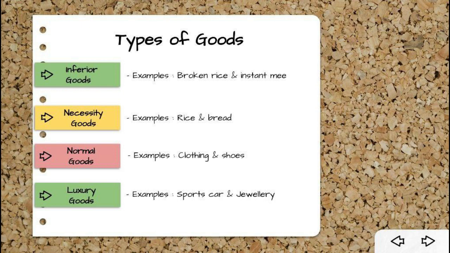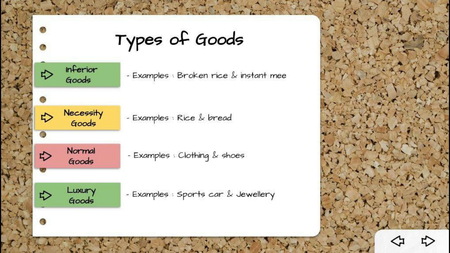Then, the types of goods. There are four types of goods, which are inferior goods, necessity goods, normal goods, and luxury goods. First, inferior goods. Inferior goods is an economic term that describes a good whose demand drops when people's income rises, for example, broken rice and instant meat. Another type is necessity goods, which are goods that consumers will buy regardless of the change in their income, like rice and bread.